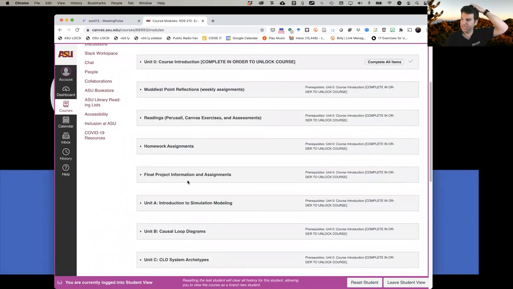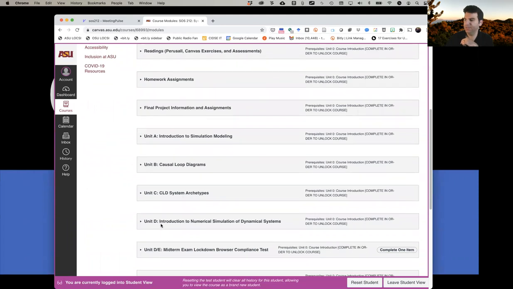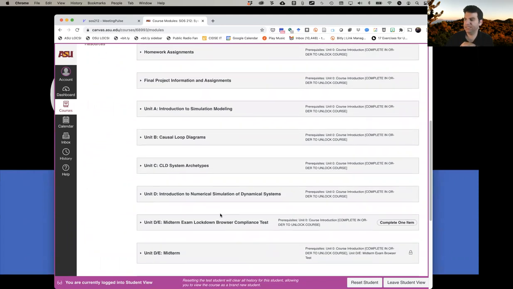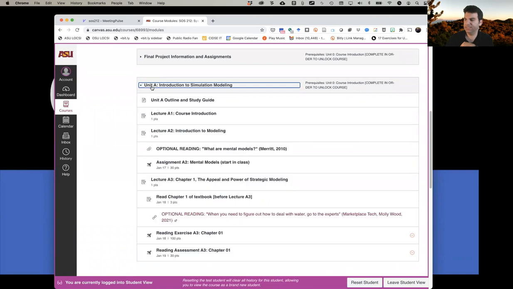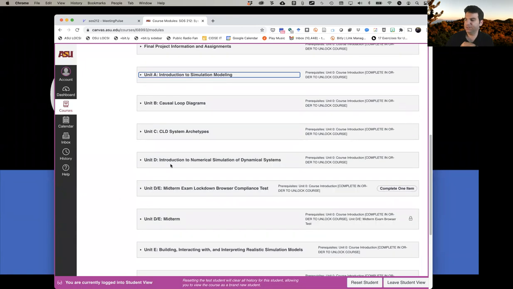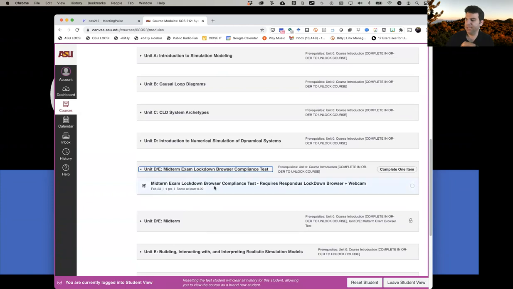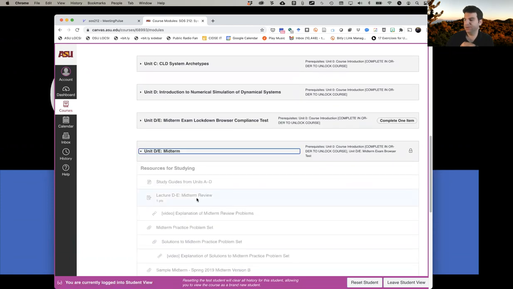If you scroll down past all of the assignment modules, you get to the unit modules, which I'm hoping some of you have taken a look at, because we basically just reorganized the assignments and lectures and things within the units. And if you go past Unit D, there you find the two midterm modules. The first one houses this compliance test, that one question test you have to take through Respondus Lockdown Browser. But once you take it, then you'll get access to this midterm unit.